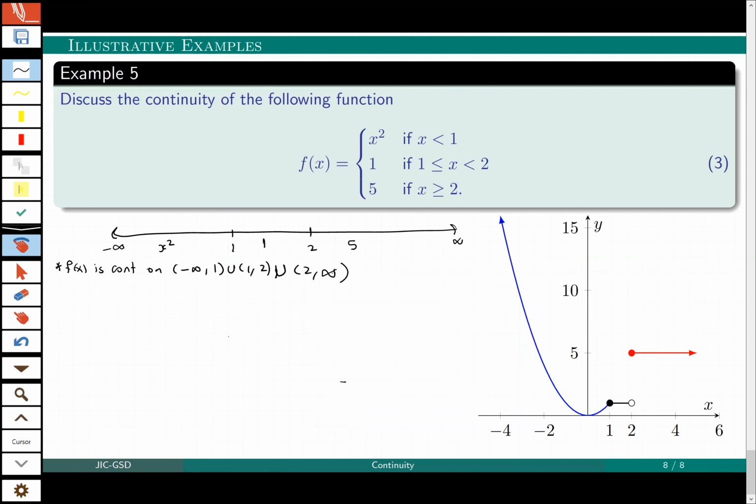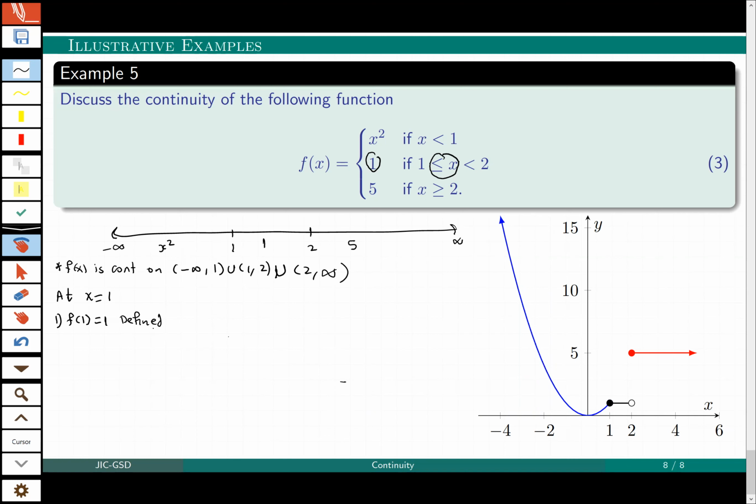We need to discuss it at each change. We have a few changes at 1 and at 2. So at x equal to 1, we need to find, do we satisfy the 3 conditions, which is f at 1? What is f at 1? According to here, when x equal to 1, the value of the function is equal to 1, which is defined.